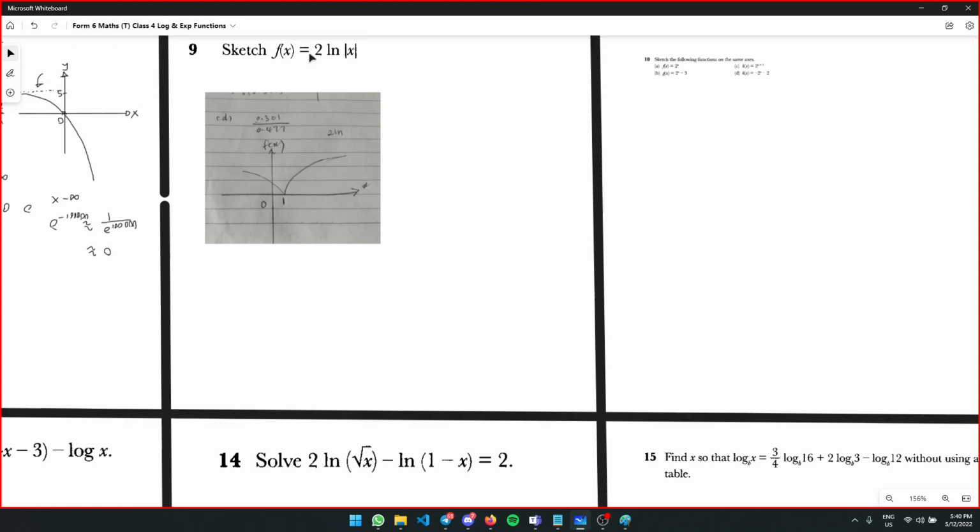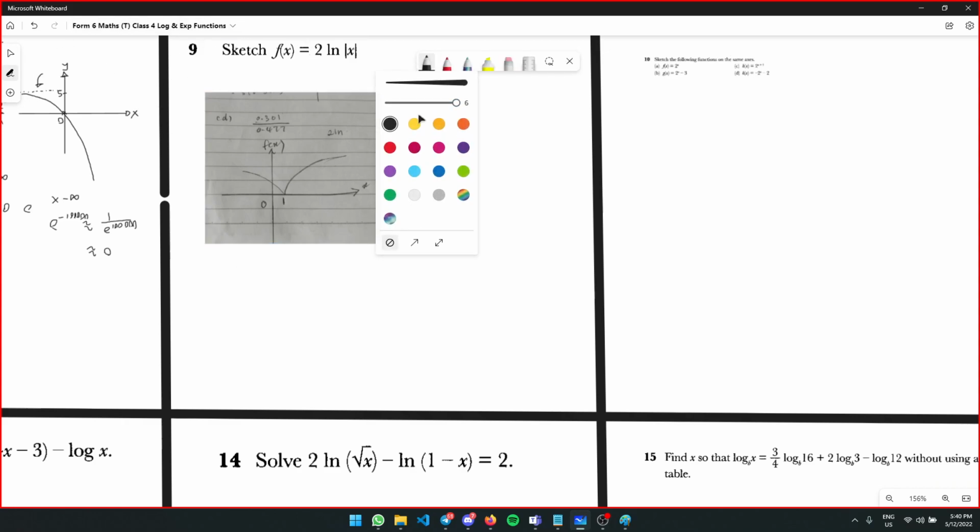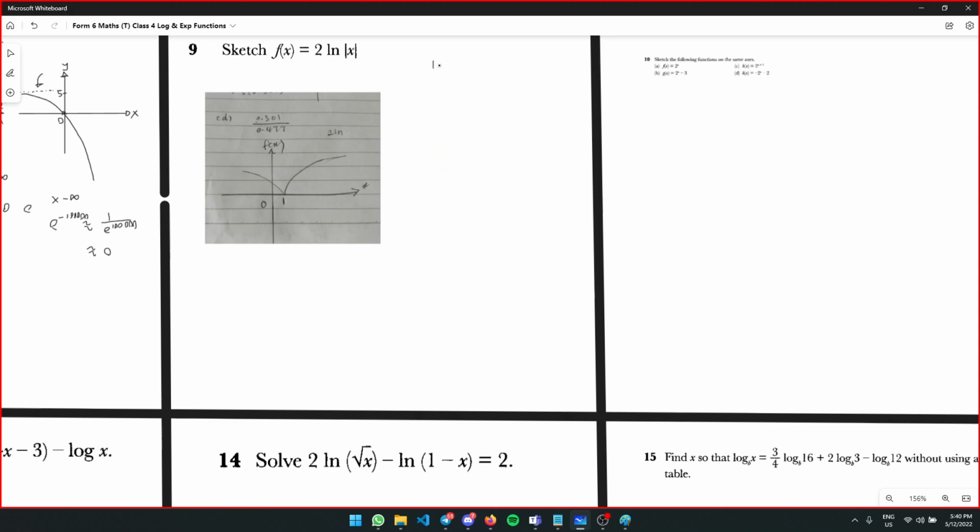Let us draw the normal log. How does a normal log look like? So a normal log will look something like this.